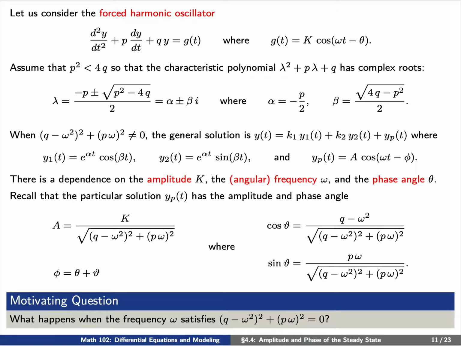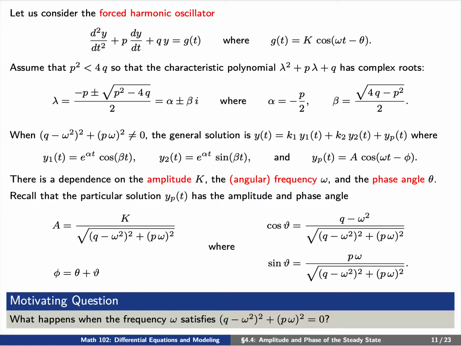That is, y double prime plus p times y prime plus q times y equals g of t, where g of t corresponds to sinusoidal forcing. That is, it's the function K times cosine of omega t minus theta. We will assume that p squared is less than 4q so that the characteristic polynomial has complex roots. That is, lambda is alpha plus or minus beta i.